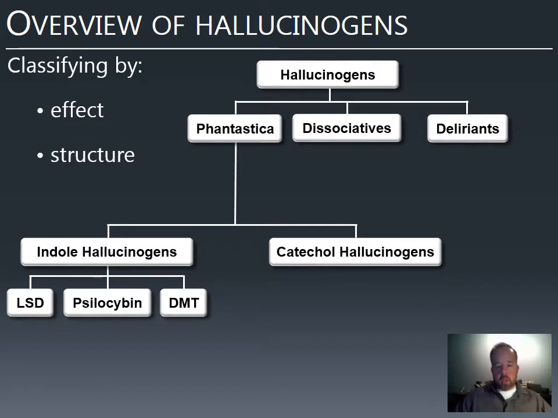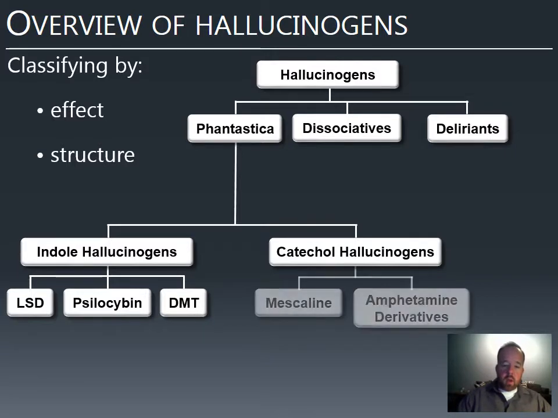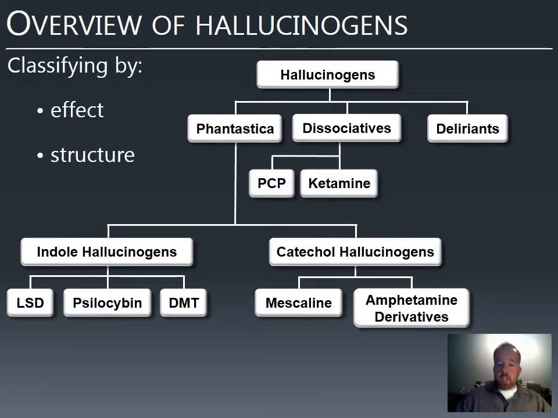So the indole hallucinogens contain hallucinogens like LSD, like psilocybin, which comes from what are called magic mushrooms, from DMT. And then the catechol hallucinogens are things like mescaline and also the amphetamine derivatives. So things like MDMA, ecstasy. The dissociatives are drugs like PCP, ketamine, and we'll go over all of these next session.